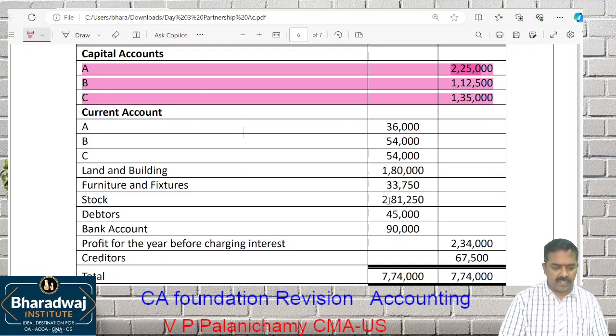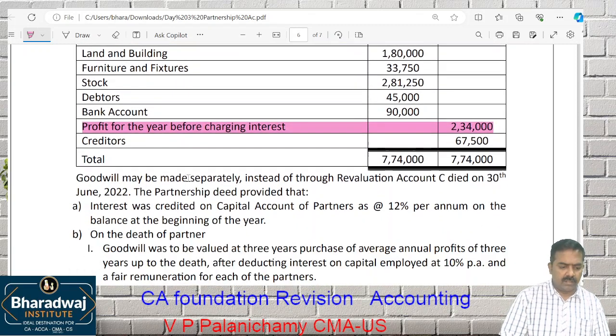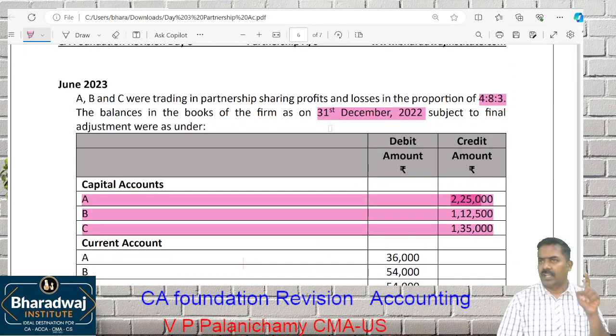Land and building, furniture and fixtures, stock, debtors, bank account are given. Look at this. Profit for the current year before charging which one? Interest is given to us. Goodwill may be made separately instead of through realization account. Okay, C died on what date? 30th June. How many months later? December, so they have given the trial balance.